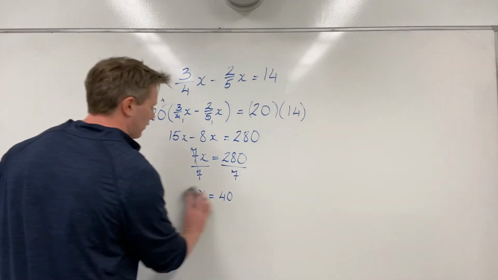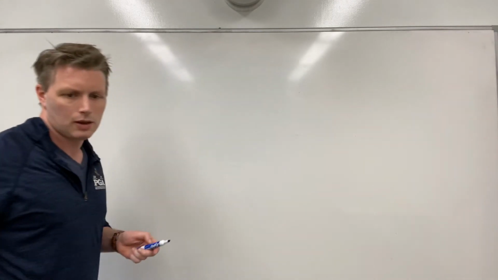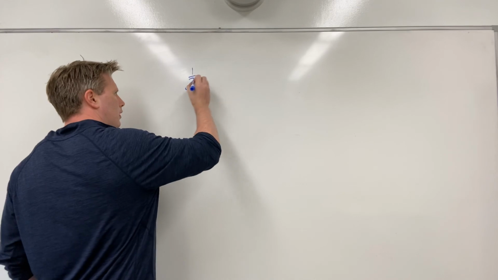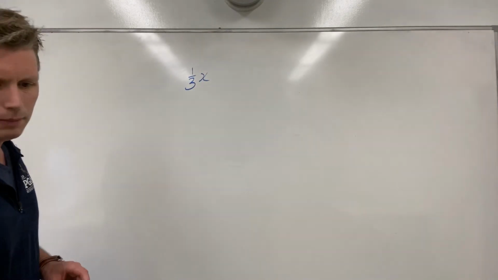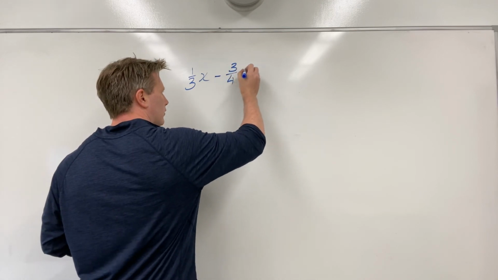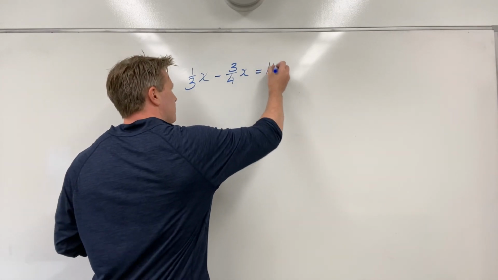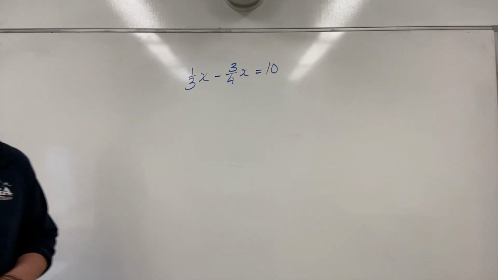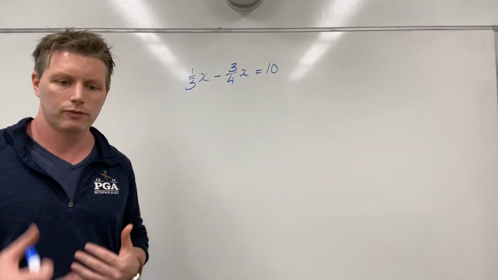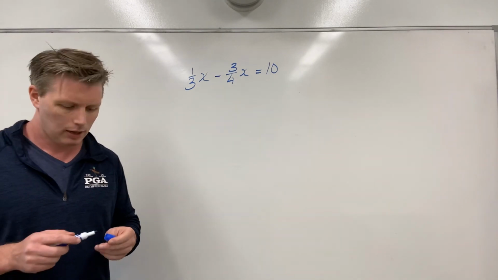I'm going to give you guys a problem to tackle yourselves. That problem is the following: 1/3 x minus 3/4 x equals 10. All right, so try that one yourselves. 1/3 x minus 3/4 x equals 10. That's very much like the one we just did. All right, so I will leave it there.